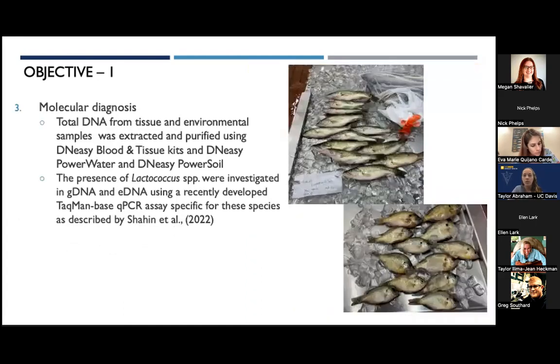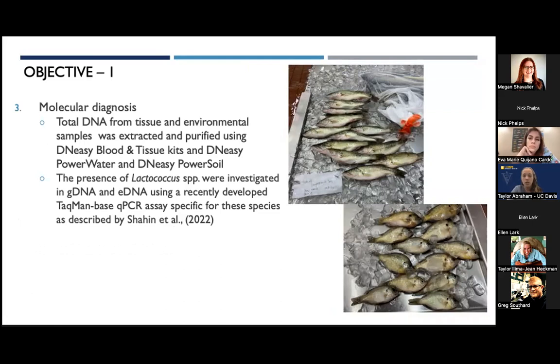After the necropsies, we extracted total DNA and purified the tissue and environmental samples. And we tested for the presence of L. petuarii, L. formosensis, or L. garviae in the genomic DNA from the tissues and environmental DNA from the soil and water samples. And we did so using a recently developed TaqMan-based qPCR assay that is specific for these 3 species that was developed here at the lab at UC Davis.